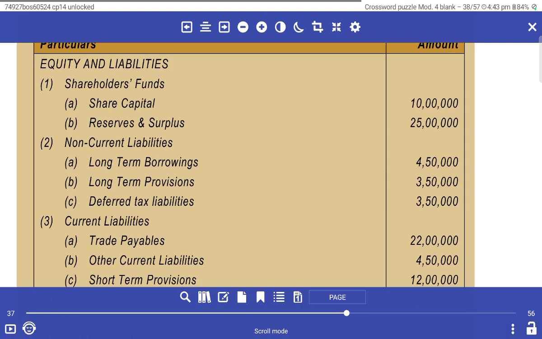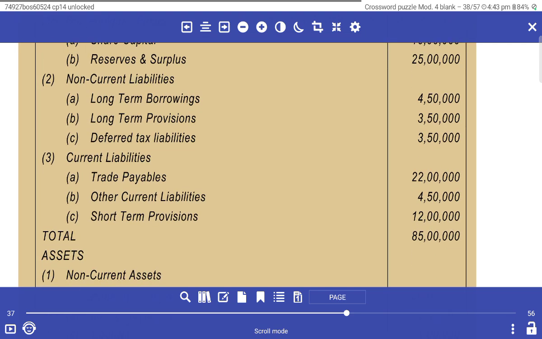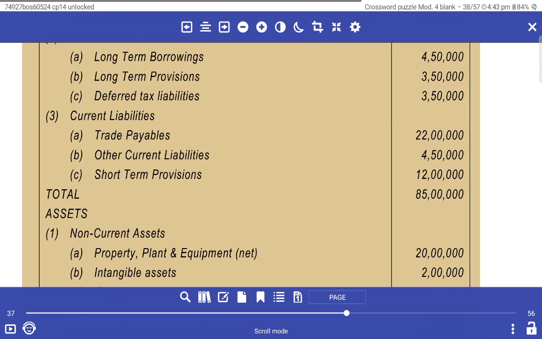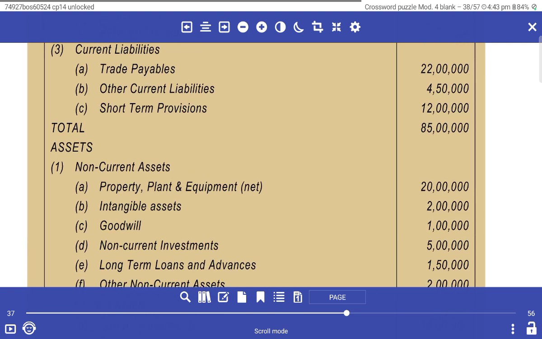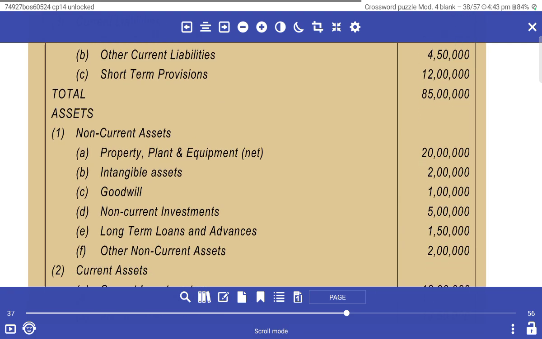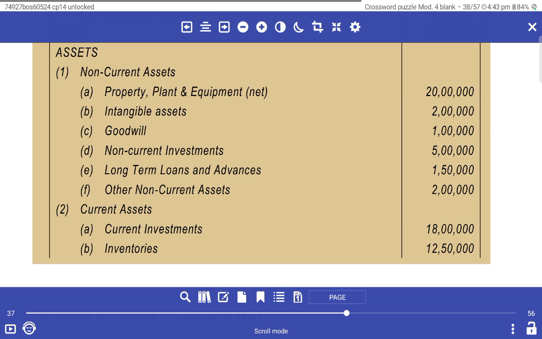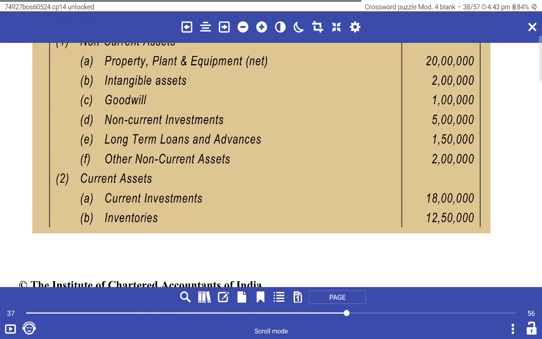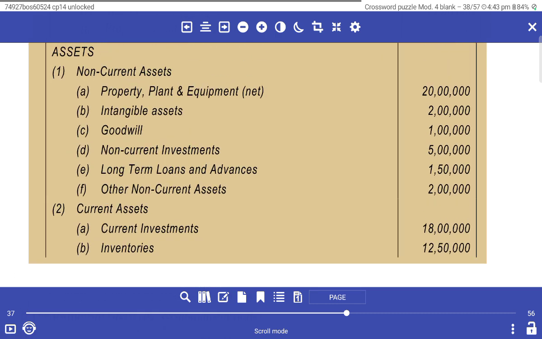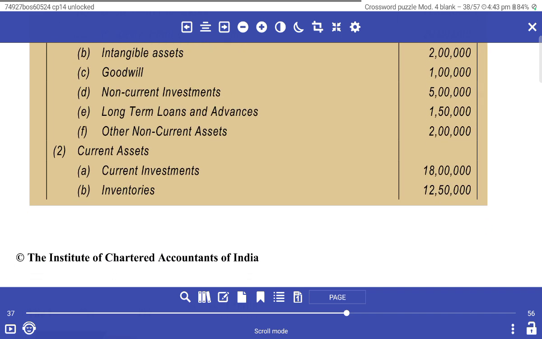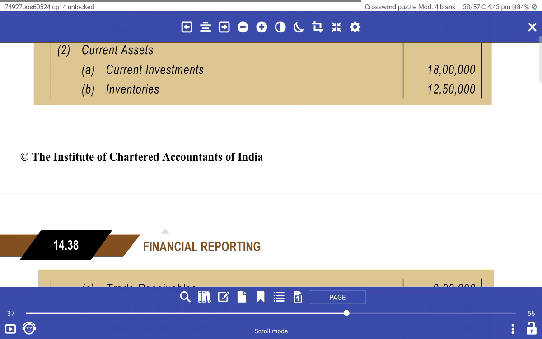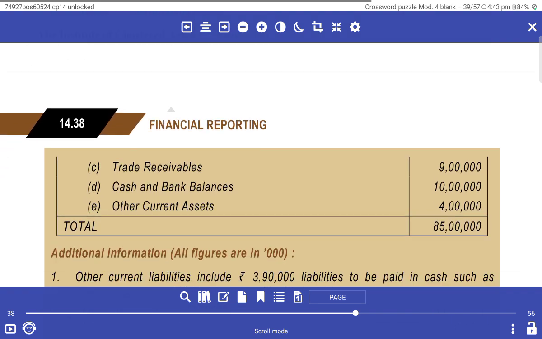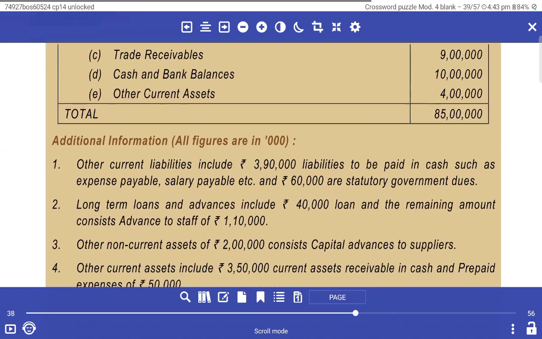Shareholders' funds: capital resources and surplus 25 lakhs; non-current liabilities: long term provision 350,000, deferred tax liability 350,000; current liabilities 22 lakhs, short term provisions 4,000. Non-current assets: property, plant and equipment, tangible assets 20 lakhs, goodwill 2 lakhs, non-current investment 5 lakhs, long term loans and advances 5,000, other non-current assets 2 lakhs. Current assets: current investment 18 lakhs, inventory 20,000, trade receivable 9 lakhs, cash and cash equivalents 10 lakhs.